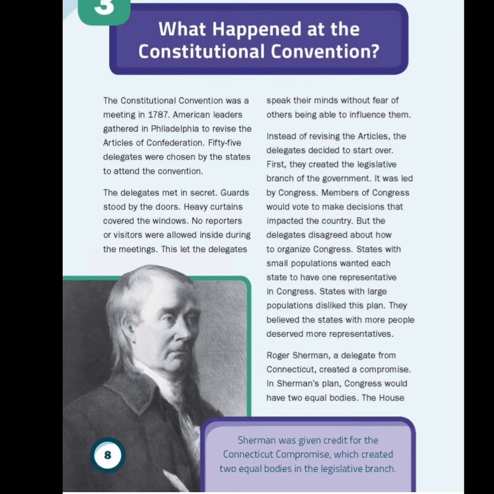States with small populations, like Rhode Island, or like New Jersey at the time, wanted each state to have one representative in Congress. States with large populations disliked the plan, like Virginia or now like California. They believed the states with more people deserve more representatives.